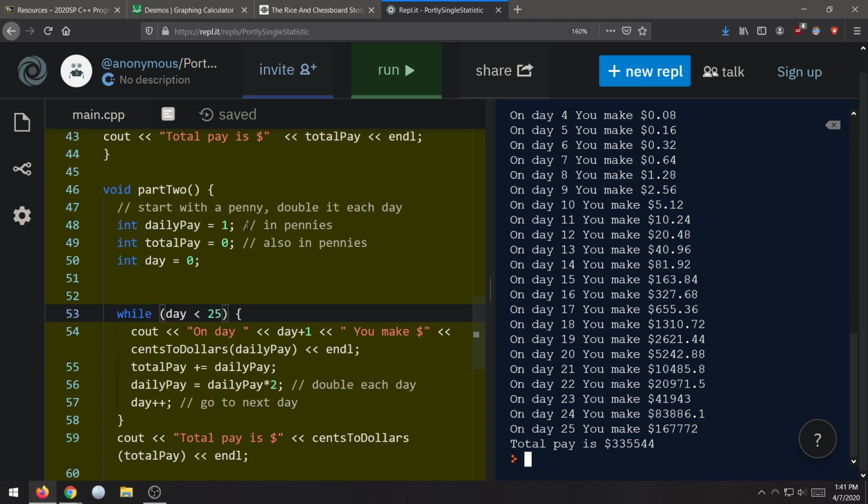So let me actually show you how that looks. If I do day 26, that's 671,000 instead of 303,000. So you see that doubling really adds up. And so it's a case of when that matches.